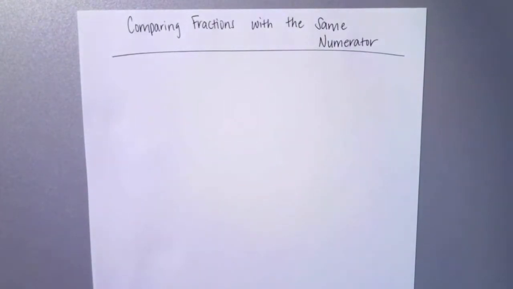So to do this, you have to be very careful, okay? Unlike when it's the same denominator, now we're going to have a different denominator. Our top number, our numerator, our piece is going to be the same, but our denominator will be different. So let's just look at an example together.